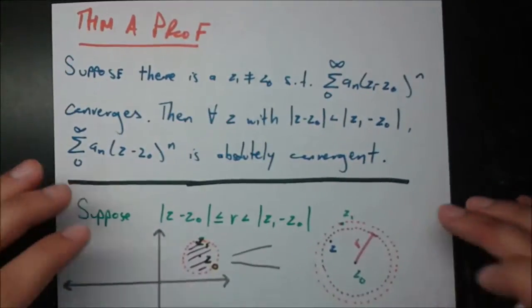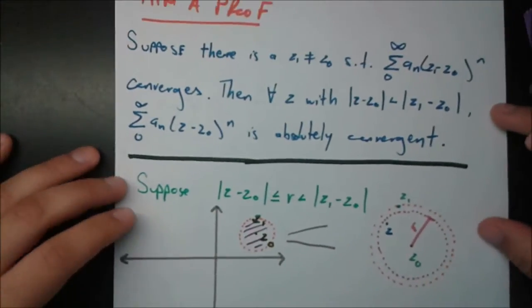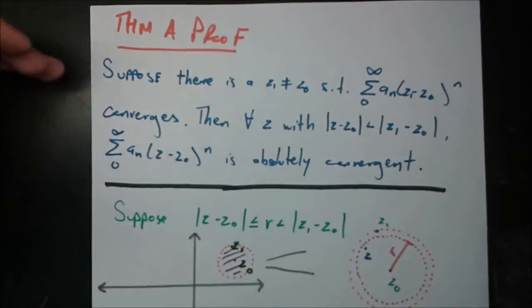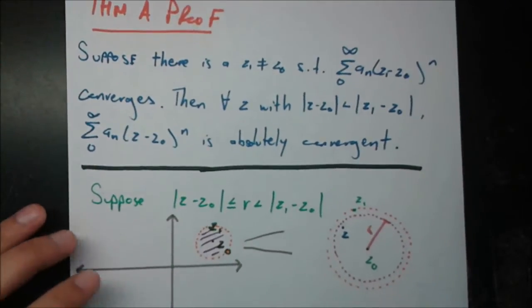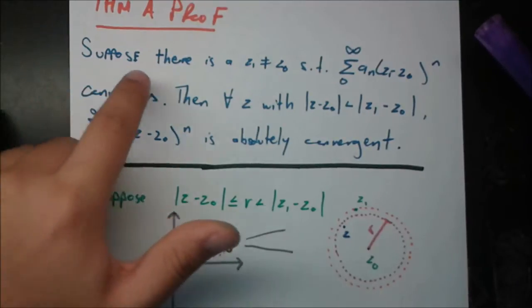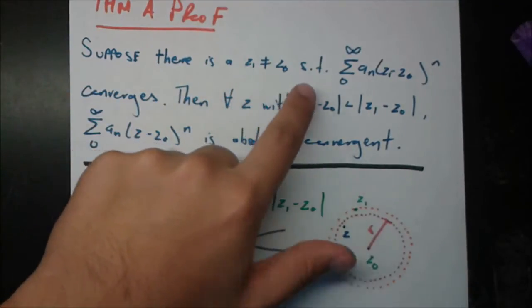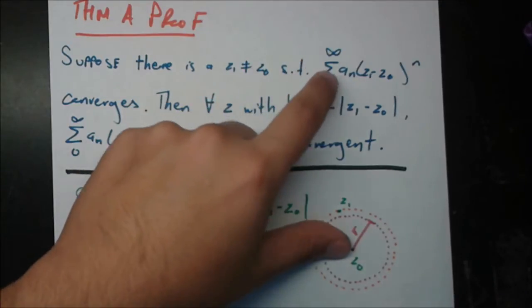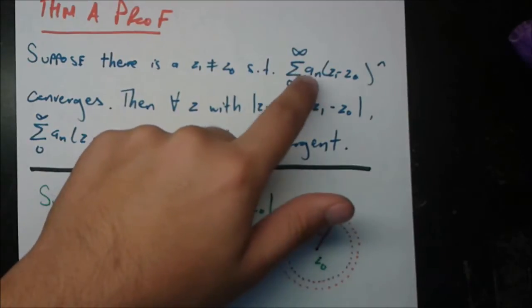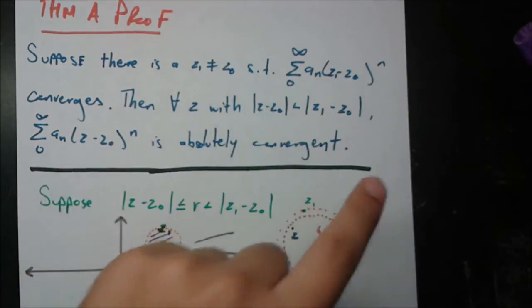So I've written it again on this proof paper, so let's just go through the outline of the proof. Let's look at the statement again. We're going to look at this picture and the statement at the same time, so we'll get a feeling for what's going on here. Suppose there is a z1 not equal to z naught such that the sum from n equals 0 to infinity of a sub n times z1 minus z naught to the power of n converges.